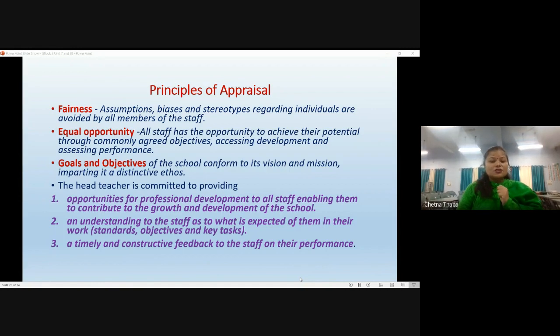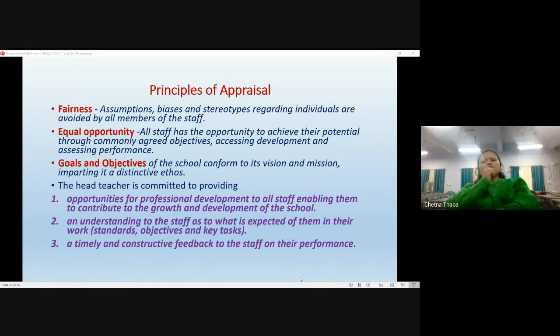The head teacher should have an understanding of this staff as to what is expected out of them in their work, what are the standards of their work, what are the objectives of their work, what are the key tasks that need to be performed in a work or in a goal which has to be achieved.